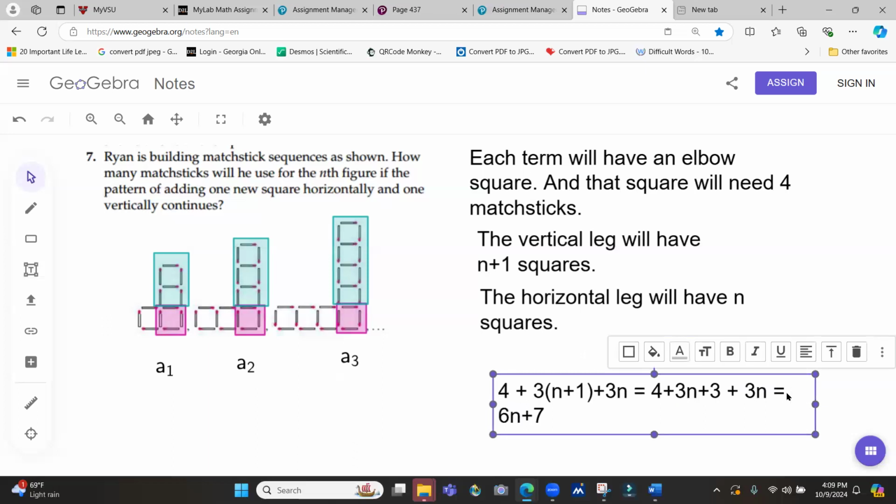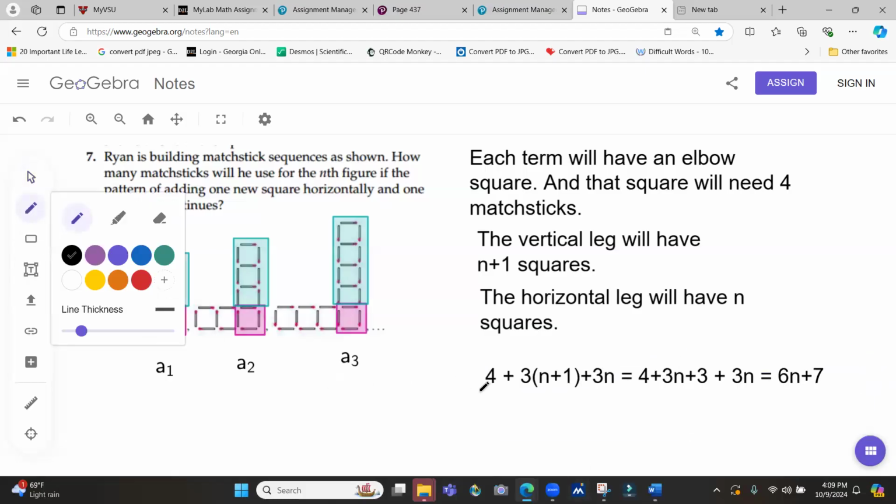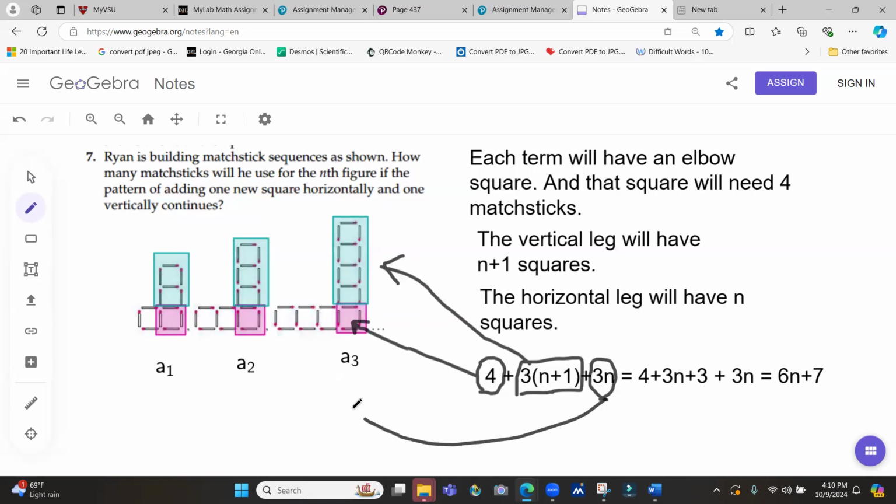6n plus 7. I'm going to check my work, okay? Once again, 4 matchsticks for the elbow, 3 times n plus 1 matchsticks for the vertical leg, and 3n matchsticks for the horizontal leg. Of course, I'm pointing toward the third figure, but you're thinking about the nth figure.